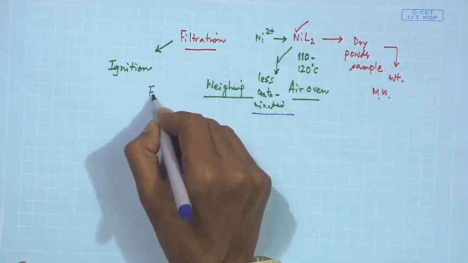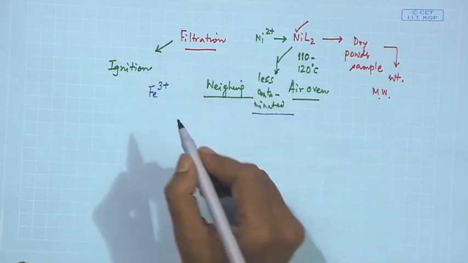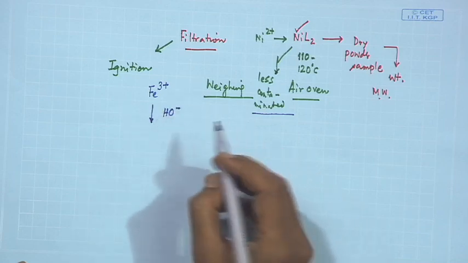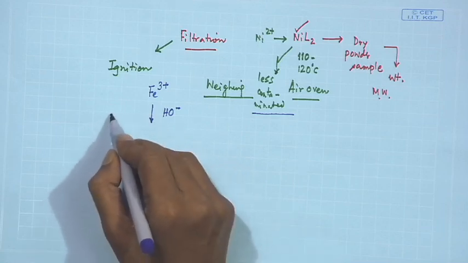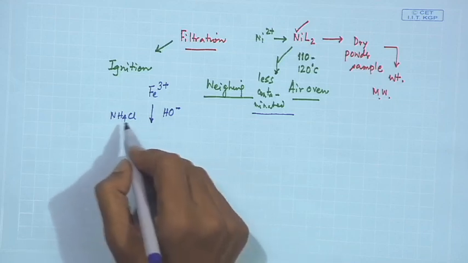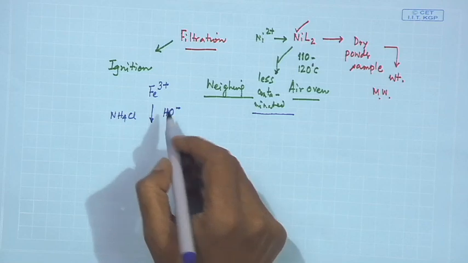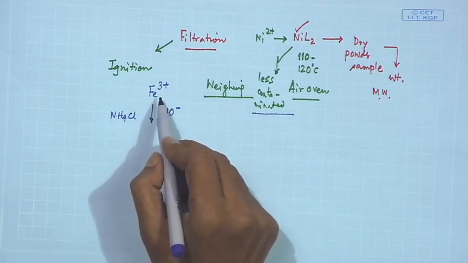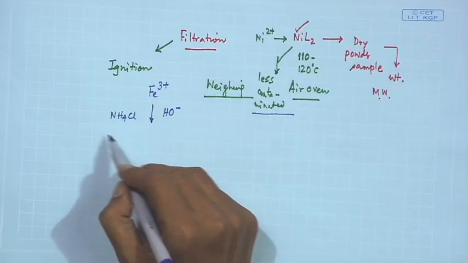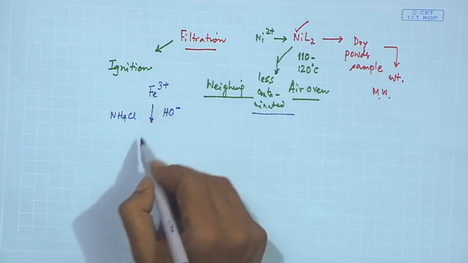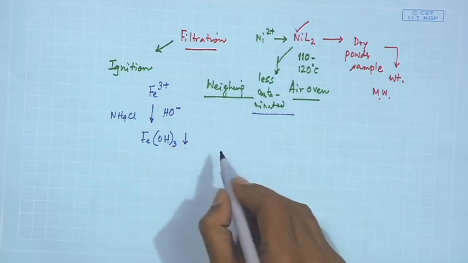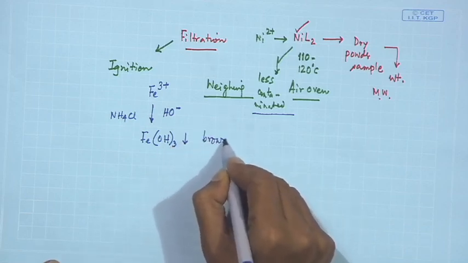But if we go for estimation of Fe3+, what can we do? We can provide sufficient amount of hydroxide ions in, say, ammonium chloride. You know the common ion effect, because this is a particular reagent for group separation during the identification of Fe3+ in qualitative analysis. So, in quantitative analysis of Fe3+, if we put an ammonium chloride and ammonium hydroxide mixture, we will get ferric hydroxide precipitate, the brown precipitate of ferric hydroxide.